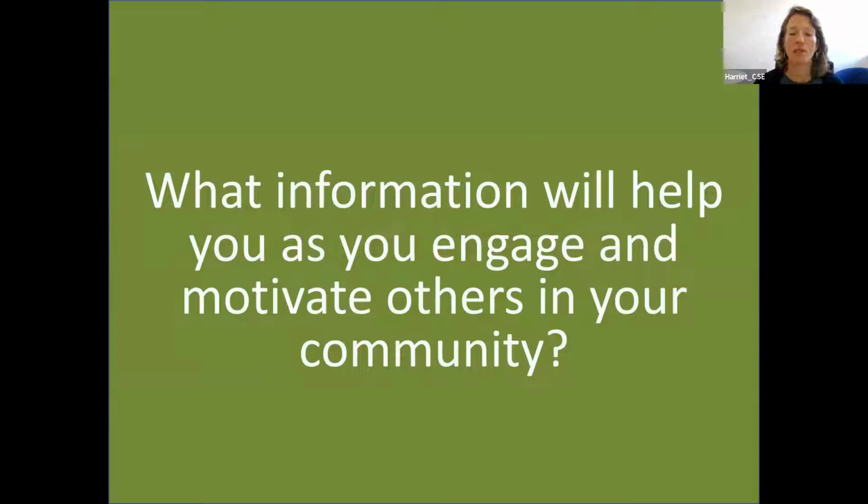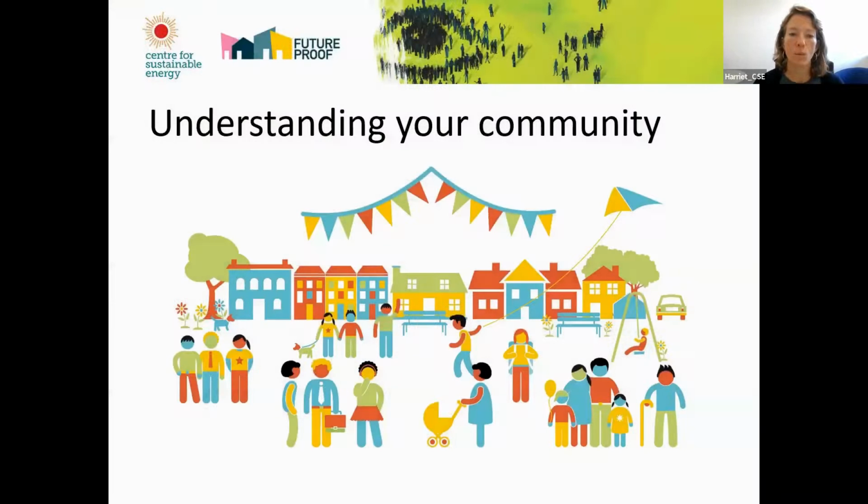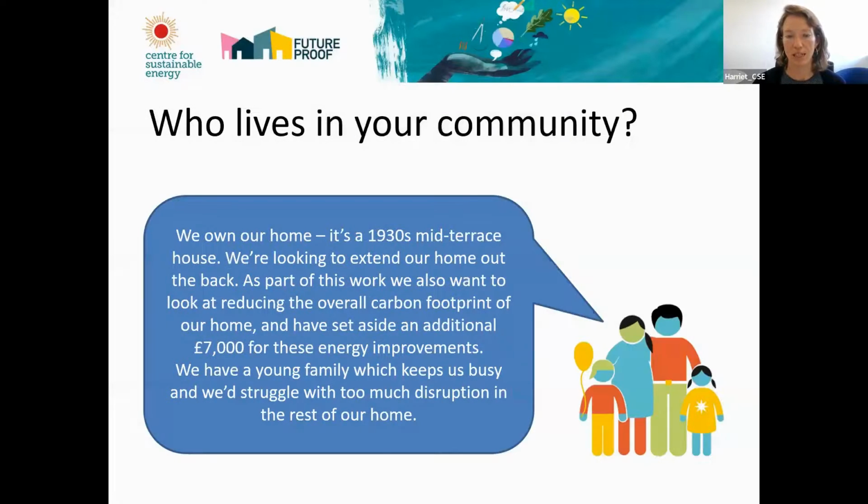So if you think about that engagement process that you're going on, what information will help you to engage and motivate others in your community? We really say that it's really useful to start by thinking about your community and understanding it. Your community is your audience. They're the people that you're engaging and trying to persuade to engage in retrofit activities. So it's really good to think about the variety of people that you might engage in your community, because different types of people will have different reasons for doing retrofit, different barriers and different motivating factors.